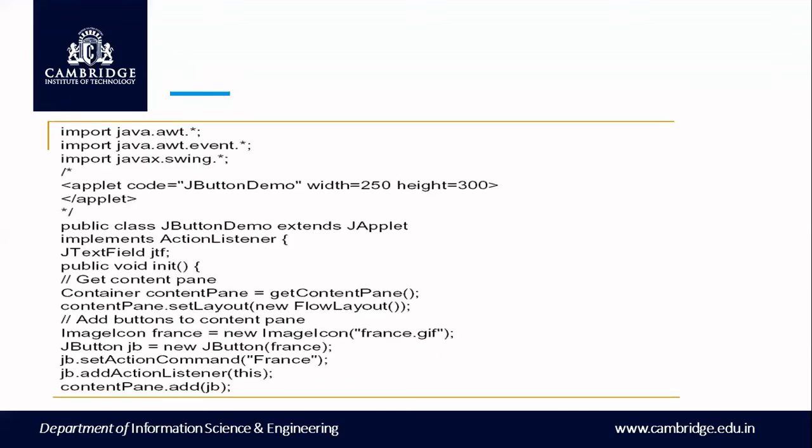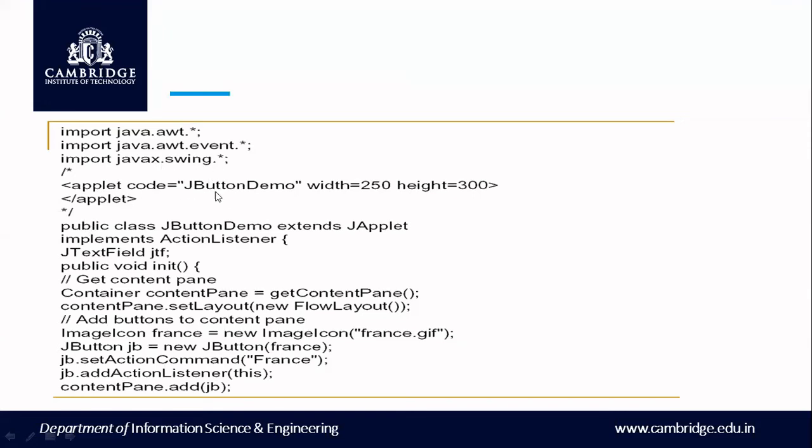So you can see the packages that are being used. Import java.awt.*, it is for the applets. Import java.awt.event.*, it is for one of the events that is going to happen. I will show you which is that event. Import javax.swing.*, it is for the Swing application we have used.